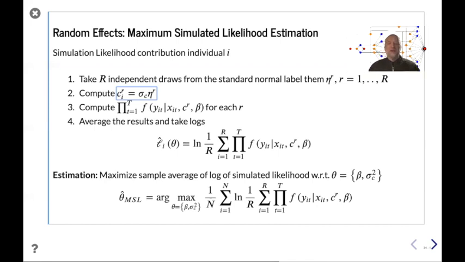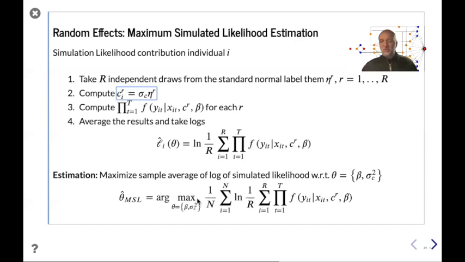Then estimation is called the method of simulated likelihood. It's maximizing the sample average of the log of the simulated likelihood. This is the likelihood contribution for individual i, and then you need to average all the results. It's important to get the log in the right place. So don't take the log outside here, that would not be correct. And don't put the log inside here and think you can rule out that product. That's pretending, because logs of products become sums, but that's not correct here.